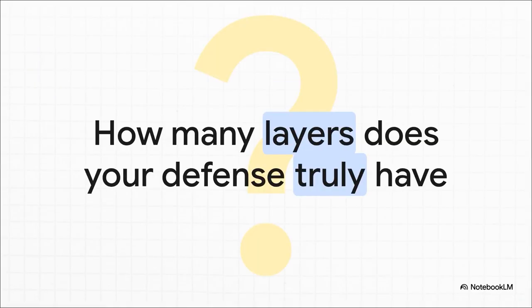So I'll leave you with this to think about. Your network might have a firewall, and that's like the outer wall of your castle. But what about the guards? What about the locked doors inside? What about the vault? How many layers does your defense truly have?